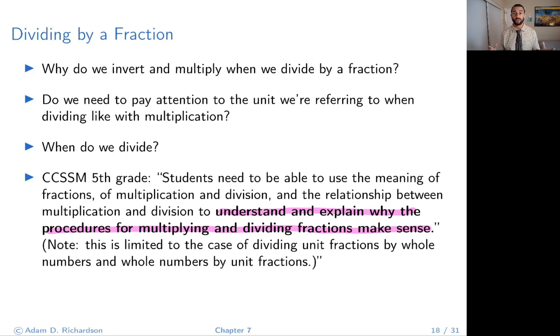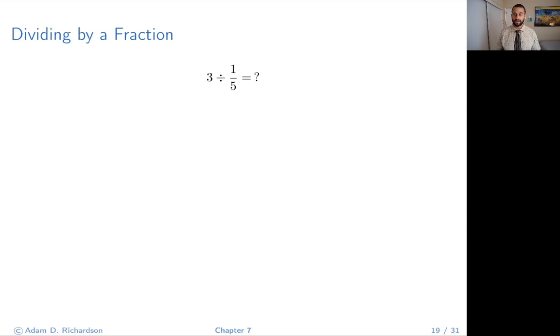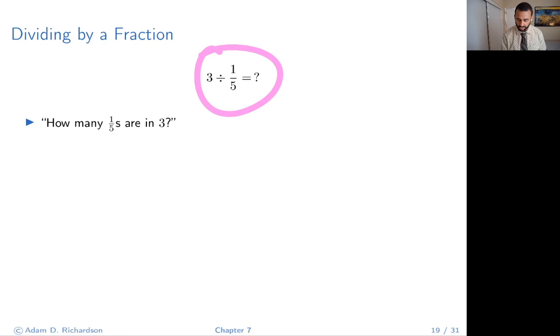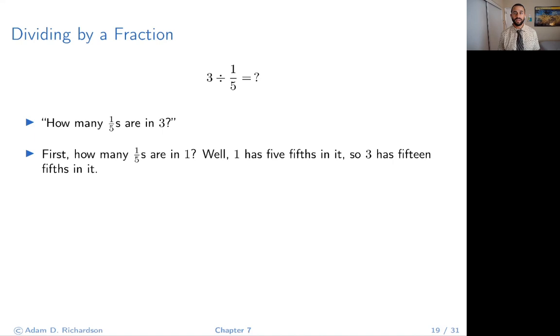Okay, so here's an example. 3 divided by 1/5 equals what? This is what we're going to use to explain why we invert and multiply. So this is the question, right? Anytime you see division, you always go back to the definition. It's asking, how many times does 1/5 fit into 3? So how many 1/5 are inside of the number 3? Well, first, how many 5ths are inside of 1? Well, 1 has 5/5 in it, so 3 has 15/5 in it.